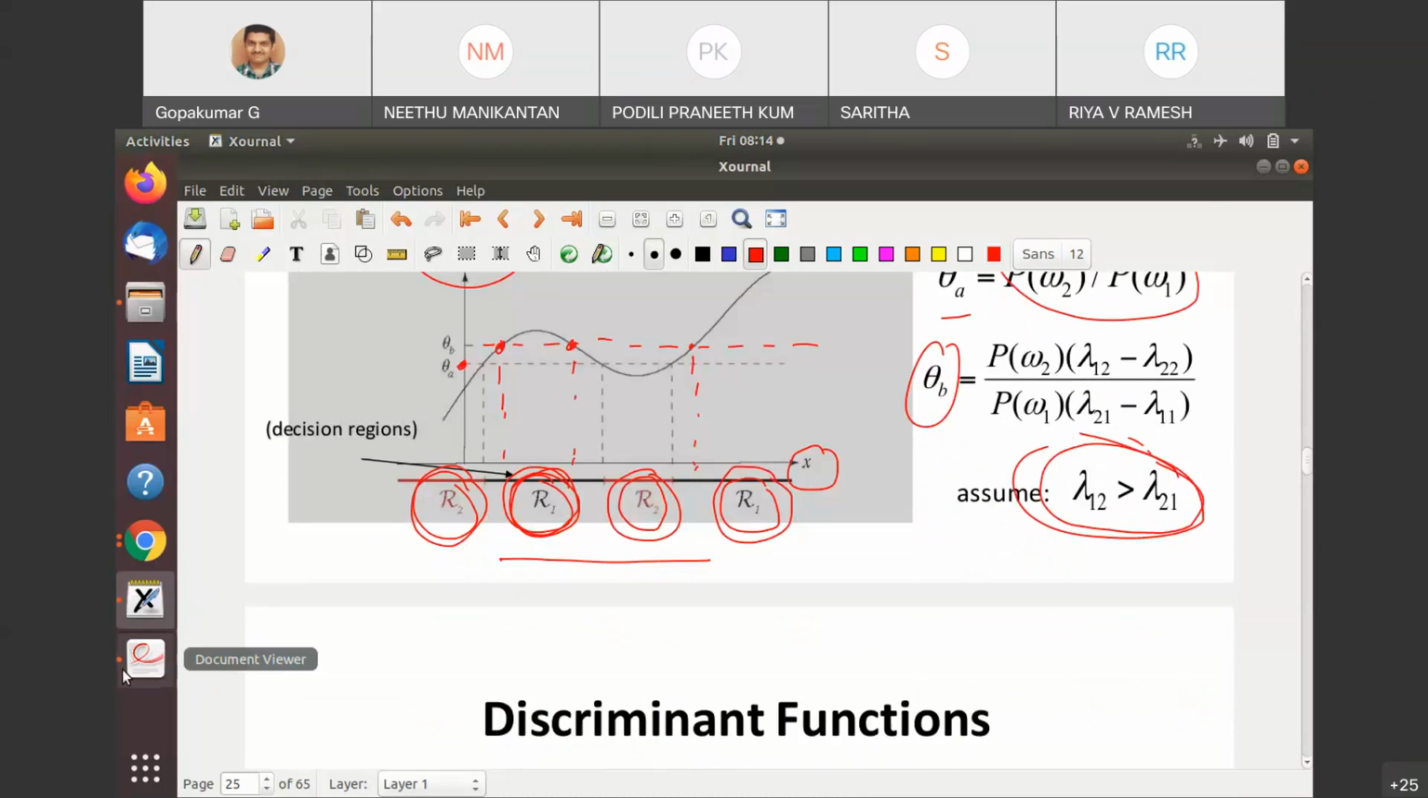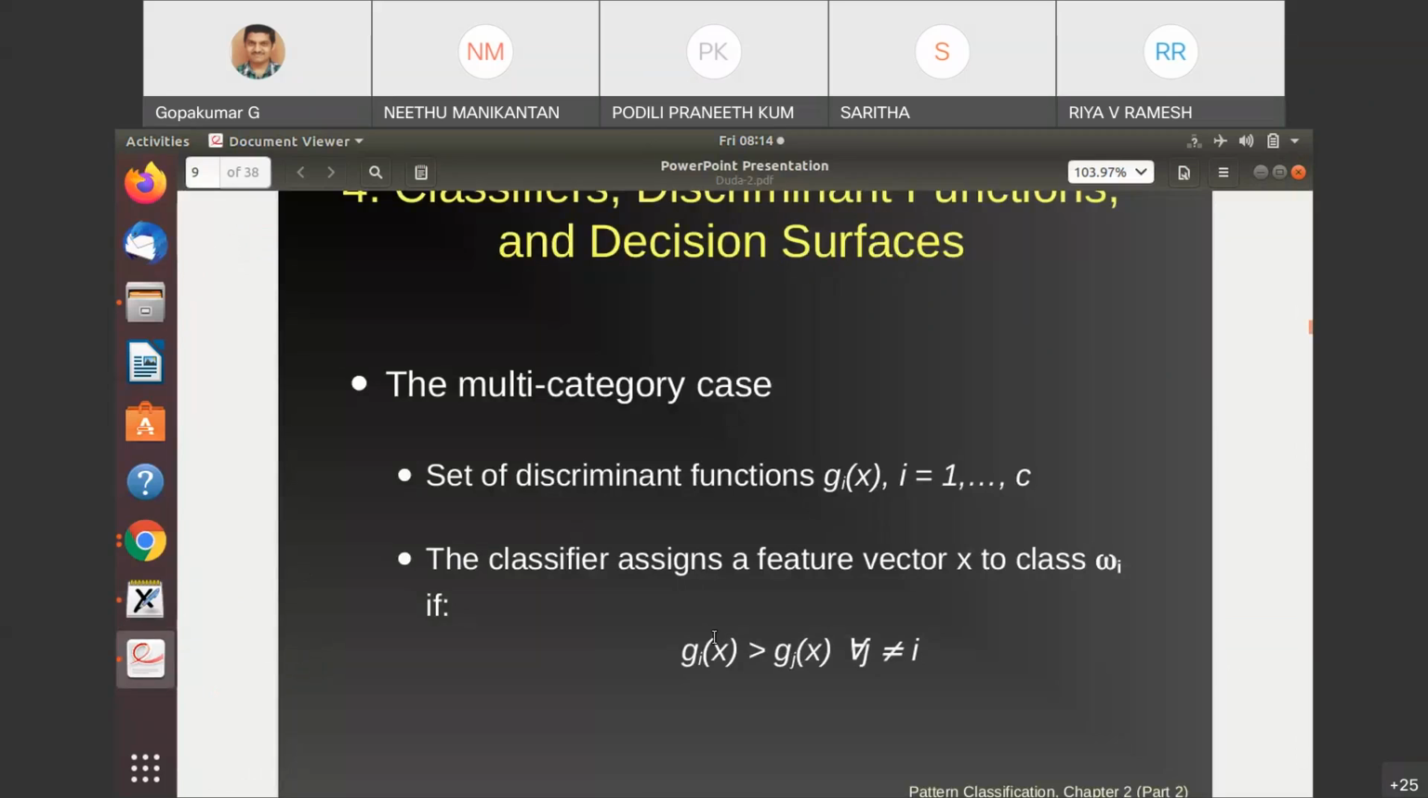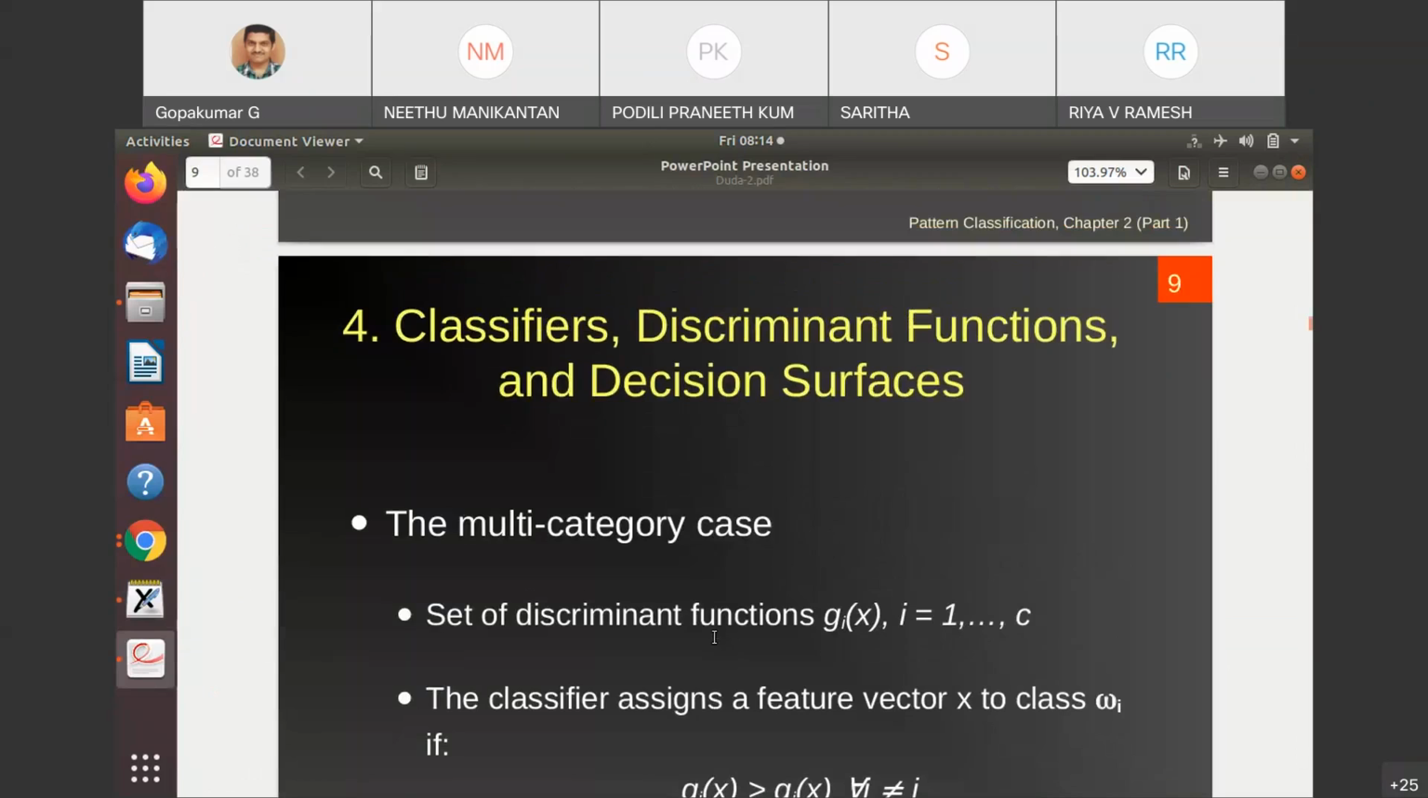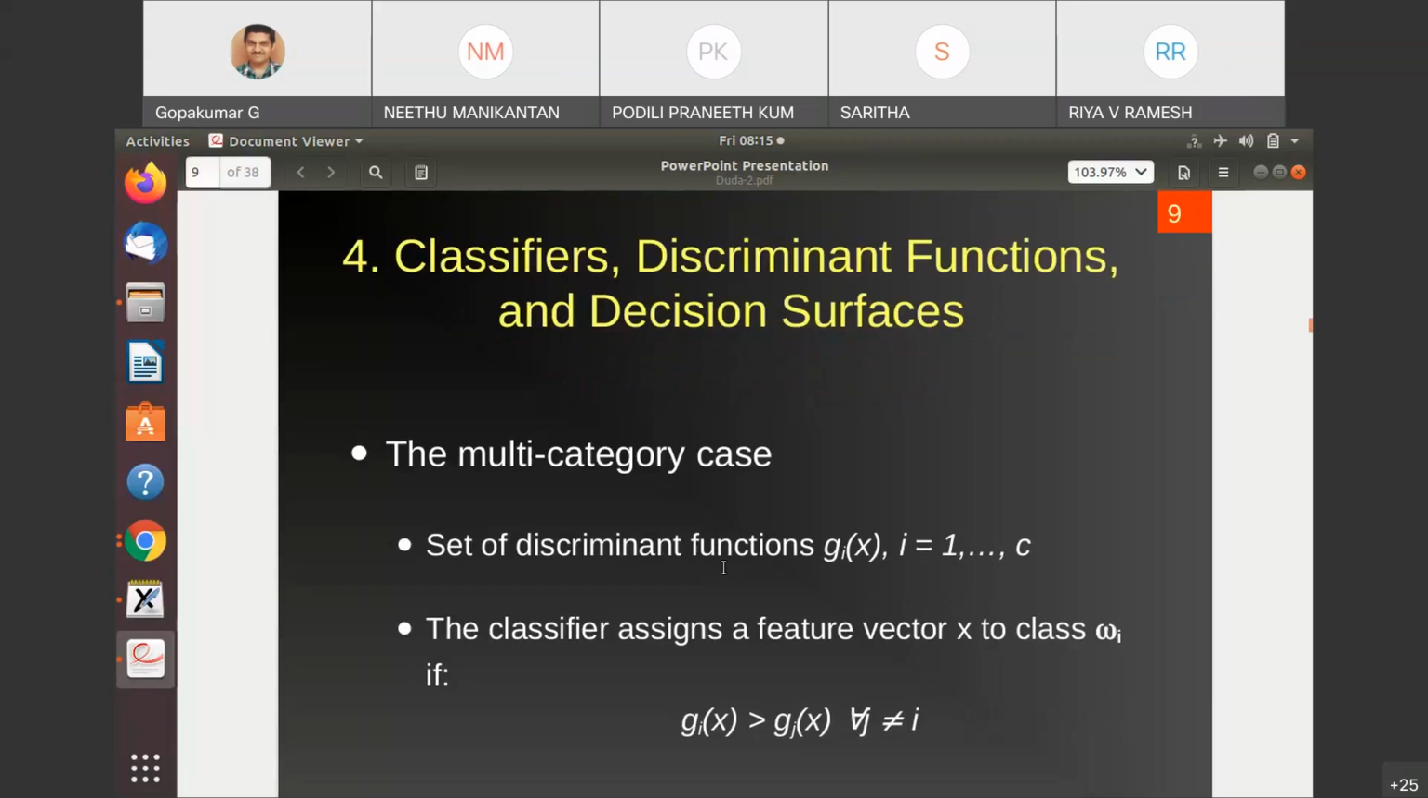So now we will go to, I mean, we will discuss some other topics. Generally we can say that we are specifically going to define classifiers, one of the most widely used ways of describing this classification problem. So we are actually considering multi-category cases.